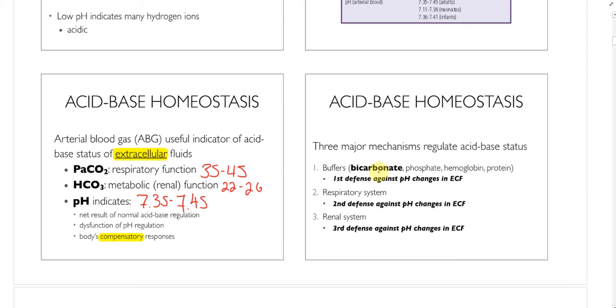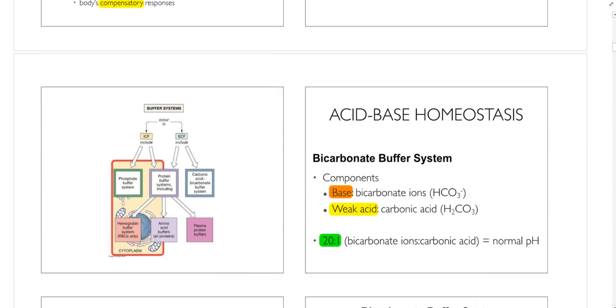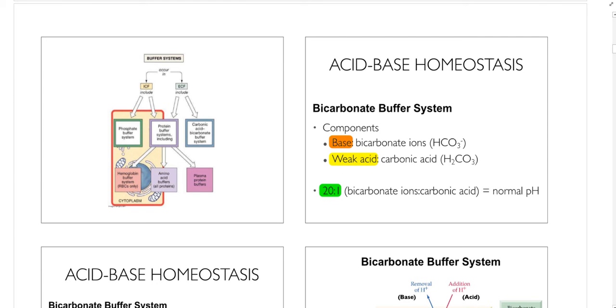So bicarbonate, like I just said, is a buffer. A buffer is something that is going to balance out pH in the body. It is itself also a base. Let's see here. So we've got parts of our bicarbonate buffer system here. We've got our base, which is bicarbonate, HCO3 negative. We have carbonic acid, H2CO3, which is a weak acid. And at all times in the body, we need to keep this at a 20-to-1 ratio of bicarbonate ions to carbonic acid. That way we can ensure that we have a normal pH at any given time.